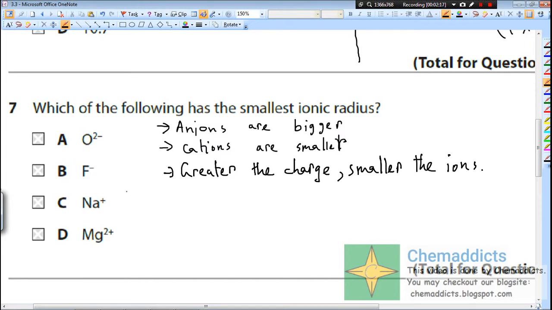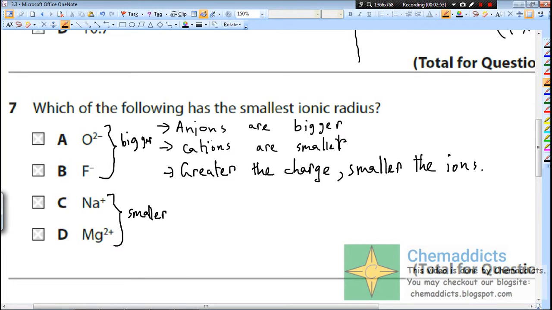Here the anions would be the greatest. Okay, the anions would be bigger. So this bunch of negative ions would be bigger, and this bunch of positively charged ions are smaller relative to each pair. Okay, so let us know why.